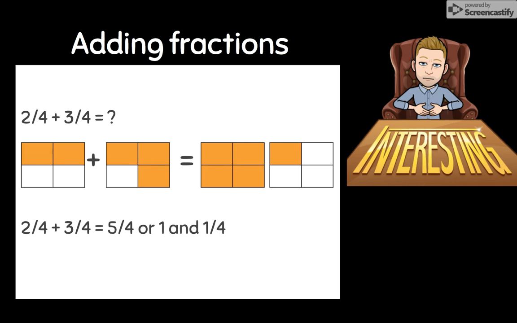Remember, guys, improper fractions are fractions where the numerator, or the top number, is larger than the denominator, or the bottom number, and that tells us our answer is greater than 1 whole.